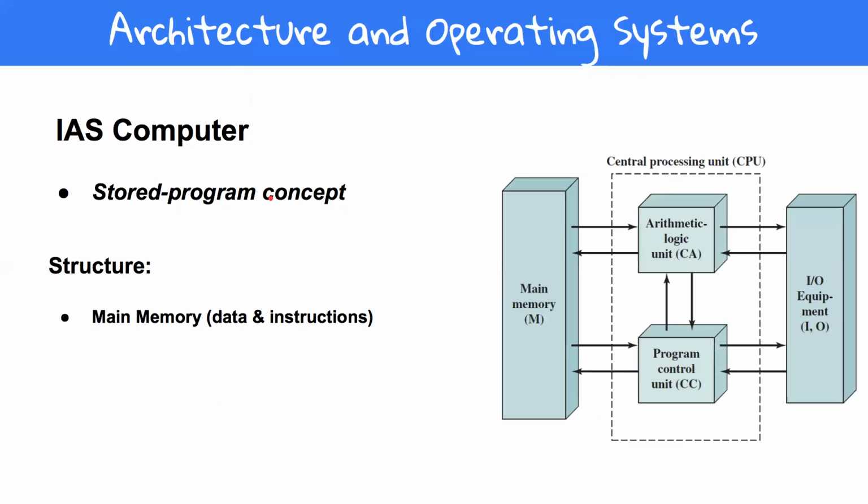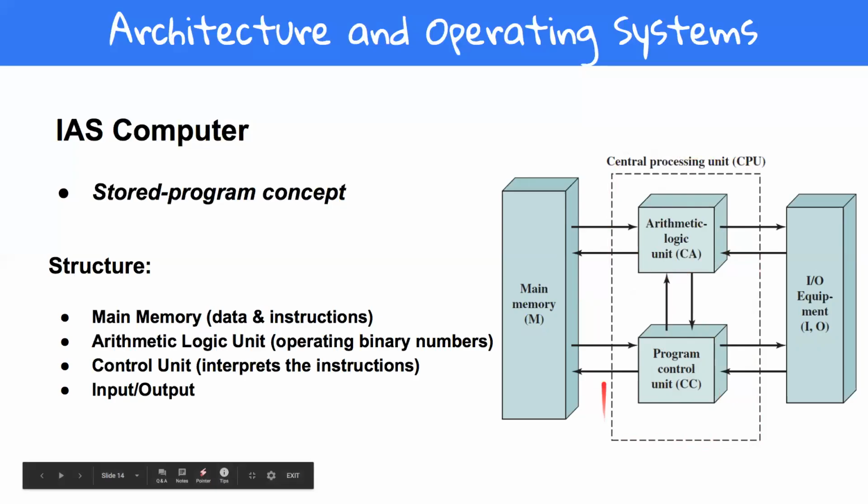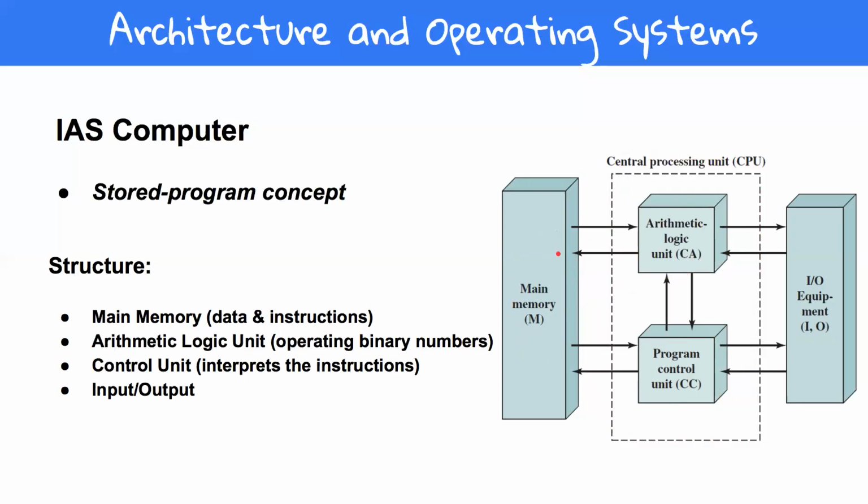This is the proposal or architecture of the IAS machine, that it's got 4 parts: main memory, input-output devices, ALU, arithmetic logic unit, and control unit. ALU and control unit together are called the CPU. And in this architecture, we store both program and data in the memory.